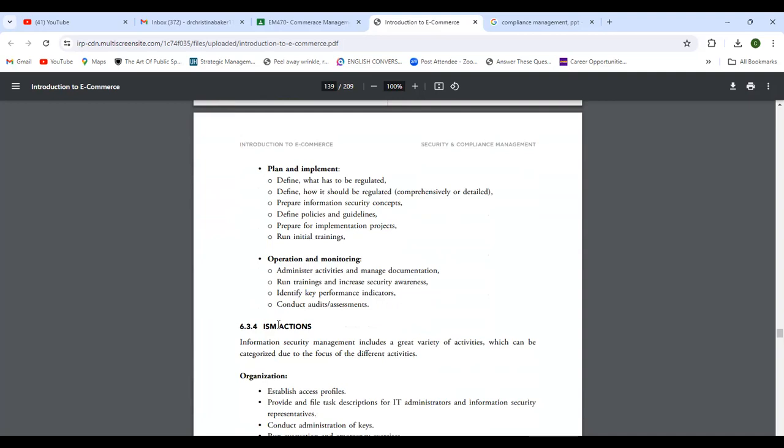Don't forget to plan and implement. Define what has been regulated, define what could be regulated comprehensively or detailed, prepare information security concepts, define policies and guidelines, prepare implementation projects, run initial trainings. All this we already know, but it's good to review it. You have operational monitoring, administer activities and manage documentation, run trainings and increase security awareness, identify key performance indicators, and conduct audits and assessments.